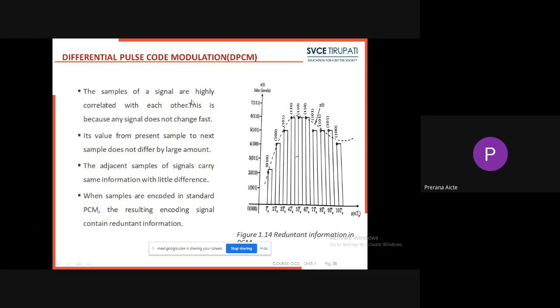The samples of a signal are highly correlated with each other. Any signal does not change fast. Its value from the present sample to the next sample does not differ by a large amount, because adjacent samples have the same information with only a small difference. So when samples are coded using the normal PCM technique, it will contain redundant information. We are going to remove that redundant information with the help of DPCM.